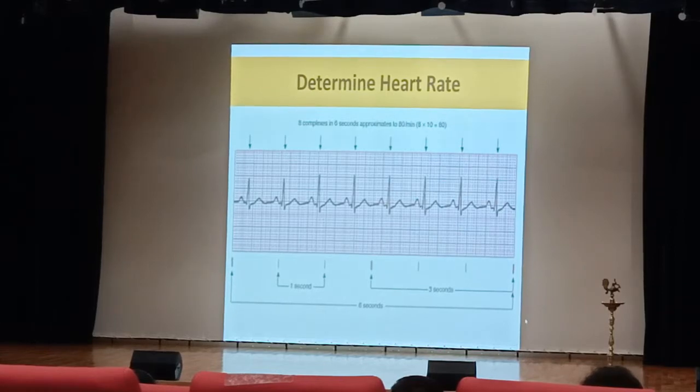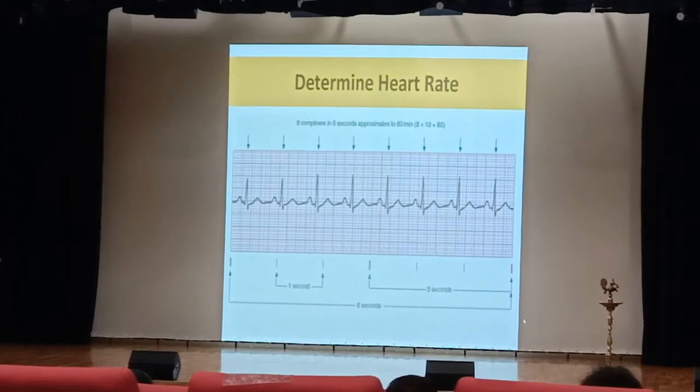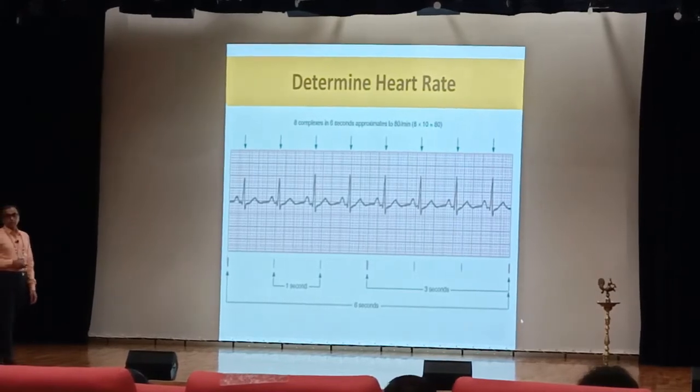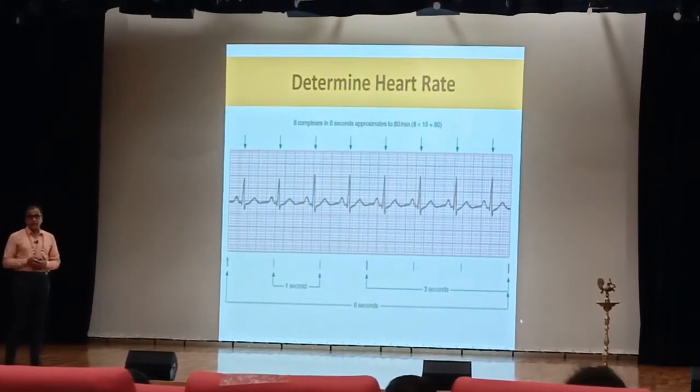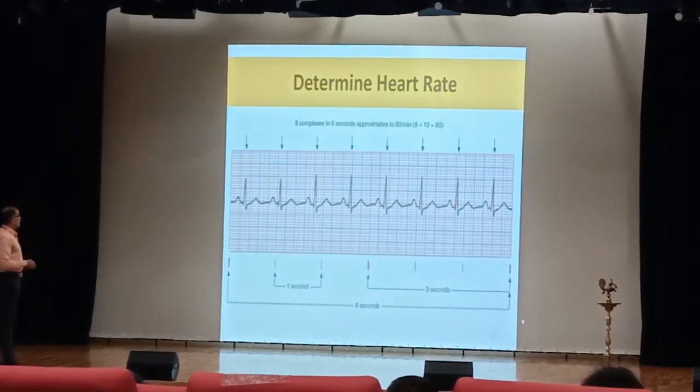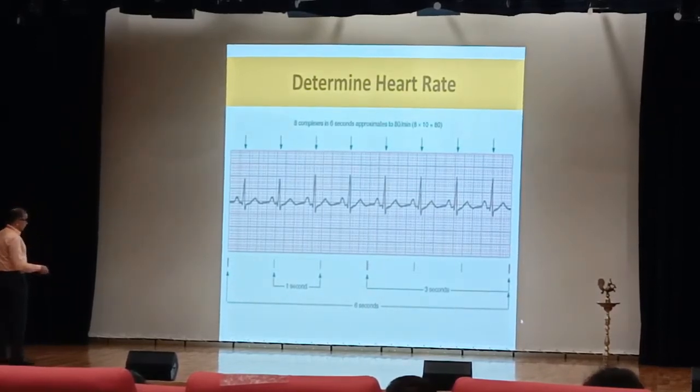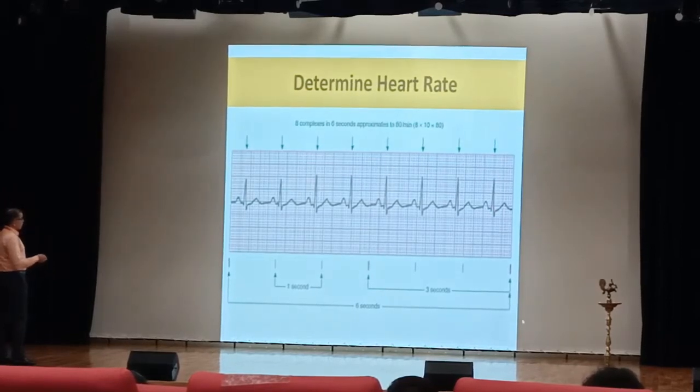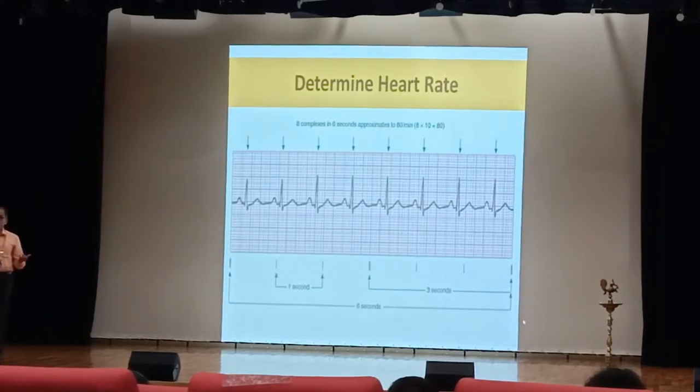For example, if I look at this 3-second strip, you can see here, and I look at the R wave, 1, 2, 3 and 4, it means the heart rate is 80, or without calculating I can say it is between 3 to 5, which means the heart rate is normal. If I make it a 6-second strip like this, again I count 1, 2, 3, 4, 5, 6, 7, 8, I multiply by 10, it is 80.